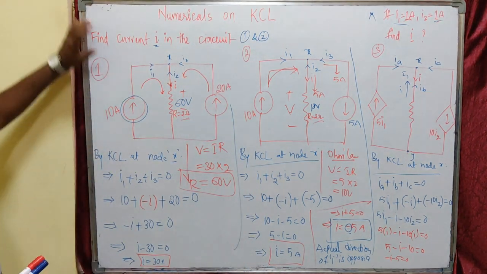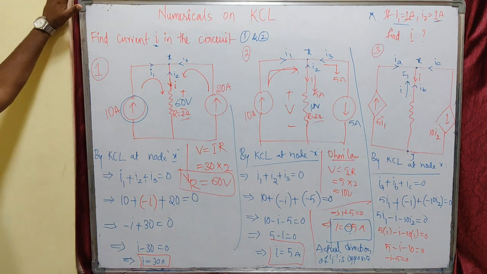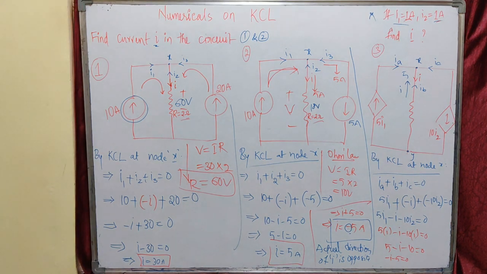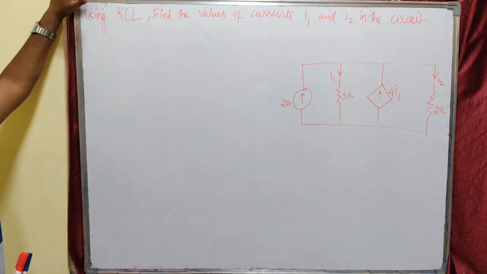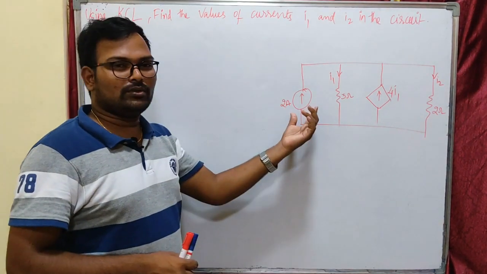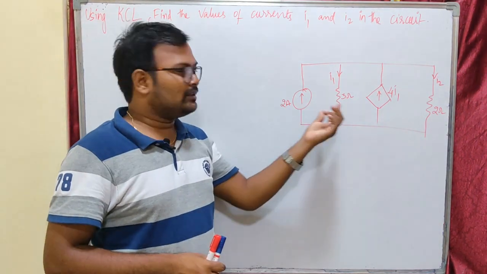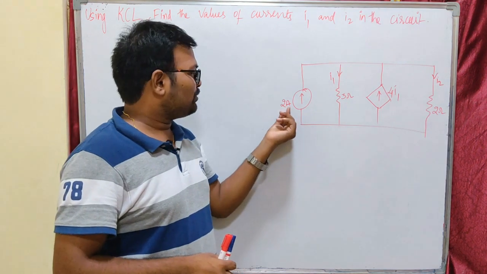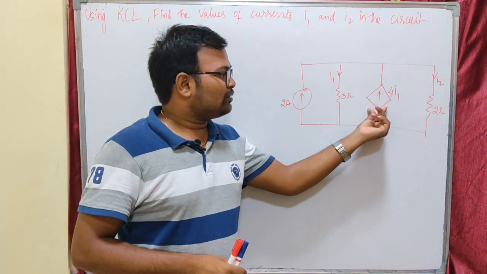Let's take some more problems so that you can understand clearly. Now let us take another problem. Here we have two sources. One is an independent source, another is a dependent source. The independent source value is 2 amperes and the dependent source value is 4 into I1.